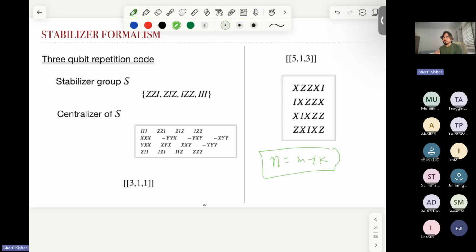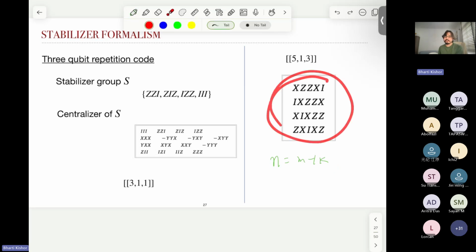So just by talking about the generators of the stabilizer group, you can specify everything in the stabilizer formalism, like the logical operators and the code space. The code space is basically the subspace of the Hilbert space which is stabilized by all the elements of the stabilizer group, which is generated by the generators that you are using to specify. So you just need to talk about what the generators of your stabilizer code are.